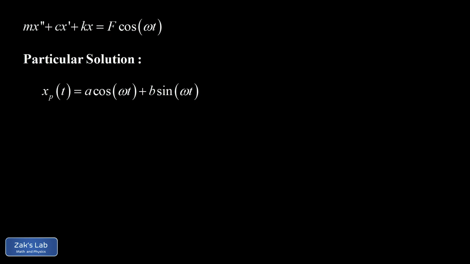the little b. Now we need to get the derivatives of this particular solution proposal in order to run it through the equation. So there's the first derivative. And of course, the derivative of cosine gives us negative sine. The derivative of sine gives us positive cosine. But notice that the chain rule produced a factor of omega out in front of each of those terms.